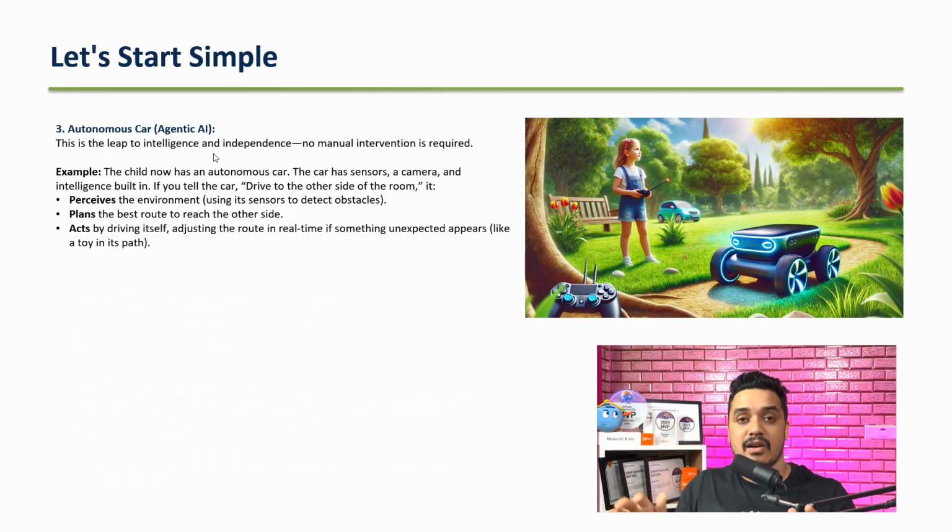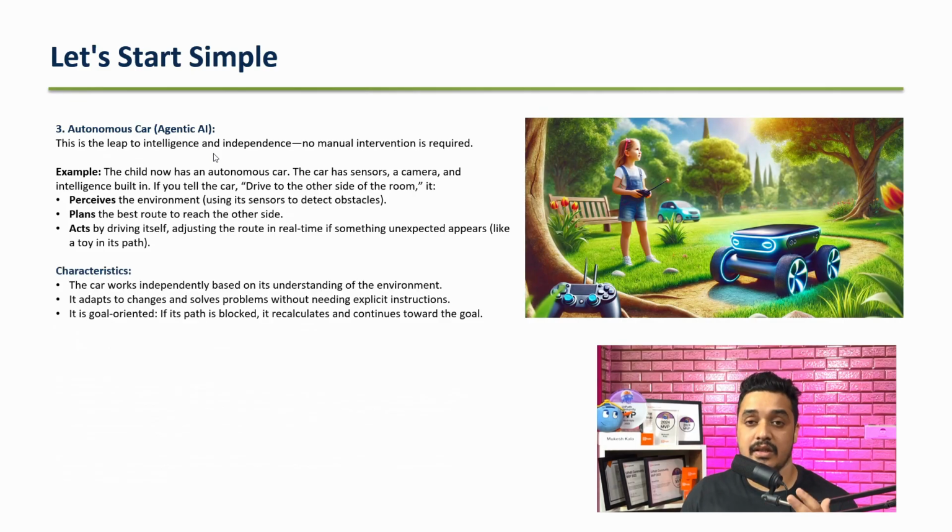It understands the surroundings: there is a door, there is an obstacle, there is another toy in front of me, so I need to take the left or take the right. Based on the obstacle, it automatically decides what to do. Should I take a left, should I go back, should I take a right? It acts by driving itself, adjusts the route in real time, and decides automatically, right? So this was an autonomous car which the kid has bought.